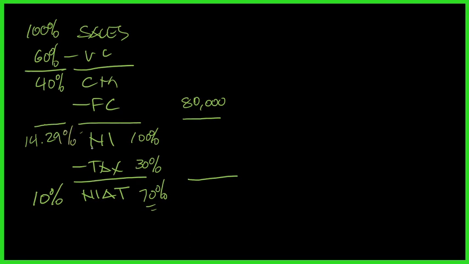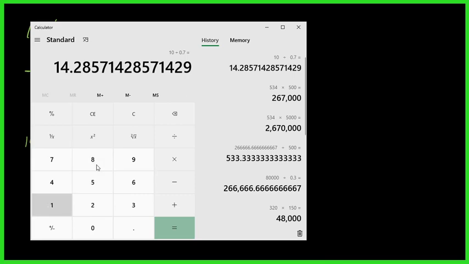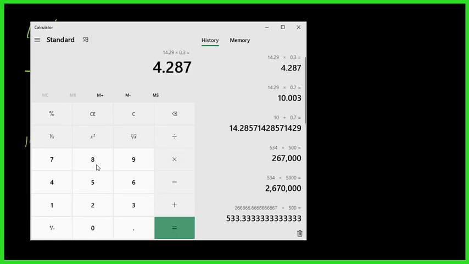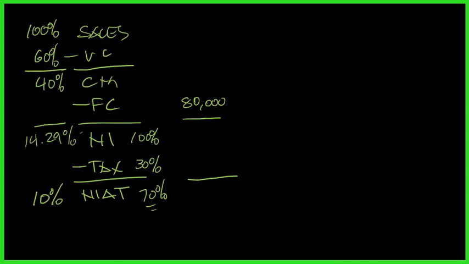Let's try to check na. 14.29% times 0.7 equals 10.3. Pwede rin 14.29 times 0.3 equals 4.287. Okay, so yan yung 4.287 or 4.29. May konting difference dahil nag-round off tayo dito. Kung di tayo nag-round off, mas astig sana yan. But anyway, the difference of this is now 10%.